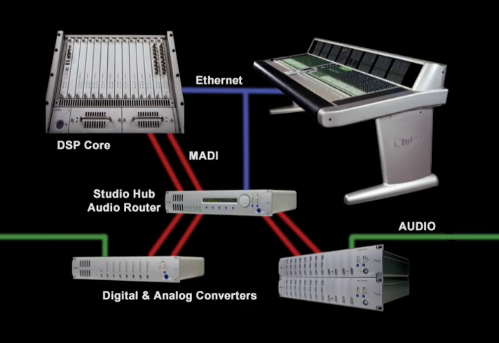The back end of the system consists of mic preamps, converters, the DSP core, and the Studio Hub. The Studio Hub is the MADI router, and that's how the system is connected through MADI. MADI is a 56-channel AES spec that actually goes down one single coax line.